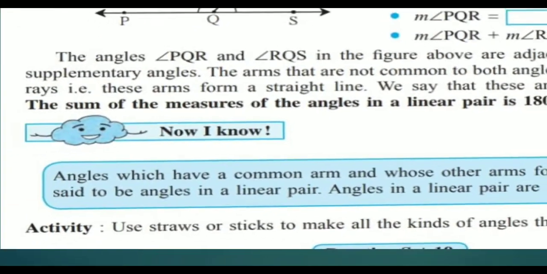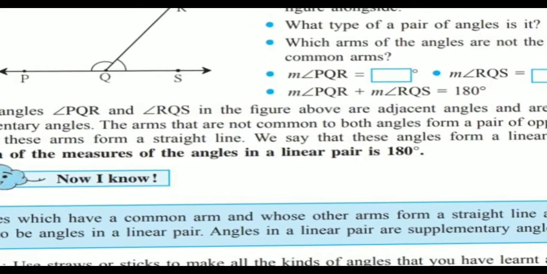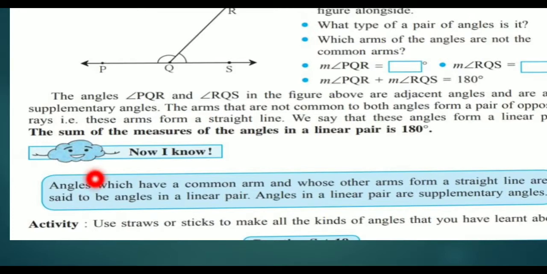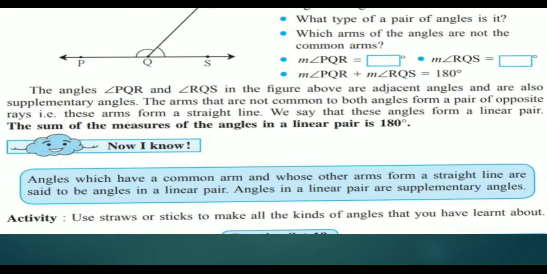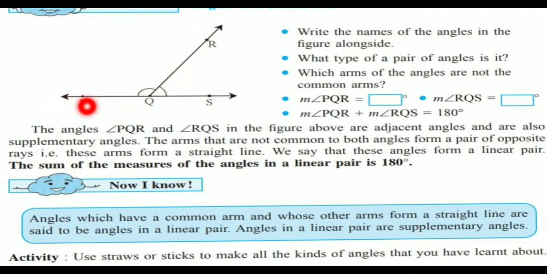Now let us read this statement. The sum of the measures of the angles in a linear pair is 180 degrees. Angles which have a common arm, whose other arms form a straight line, are said to be angles in a linear pair. One is the common arm, and the other arms form a straight line. Angles in a linear pair are supplementary. Supplementary means how many degrees? Supplementary means 180 degrees. Okay, shall we move on?